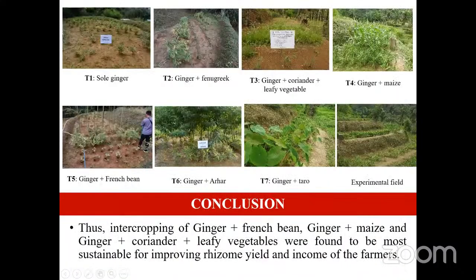These are our experimental plots. The first one is with sole ginger, and this is ginger and fenugreek. This is ginger, coriander, and leafy vegetables, pak choy. This is ginger maize intercrop. This is ginger French bean intercrop. This is ginger arhar, and ginger taro.